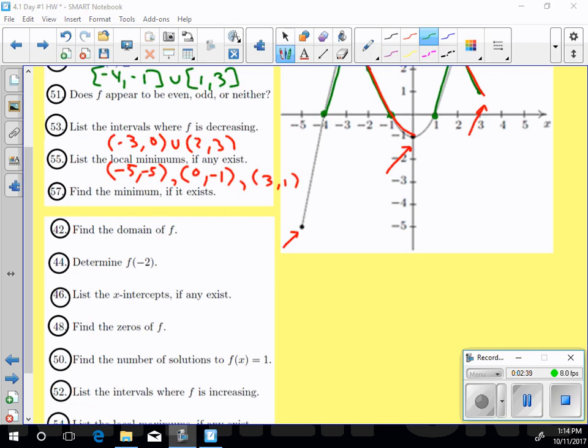The zeros of a function are where the function equals 0 at those 3 points. Correct. So where f of x equals 0 are your zeros. F of 0 is different than f of x equals 0, obviously. So.